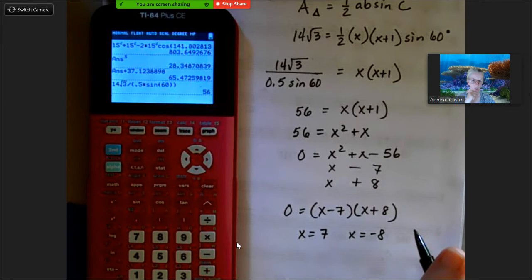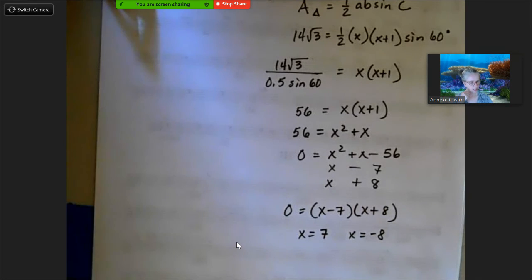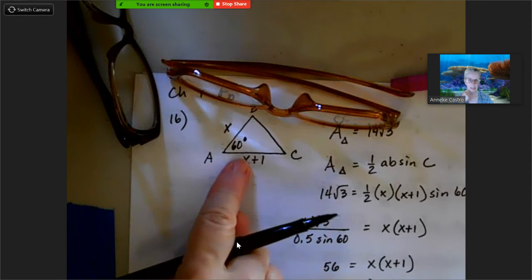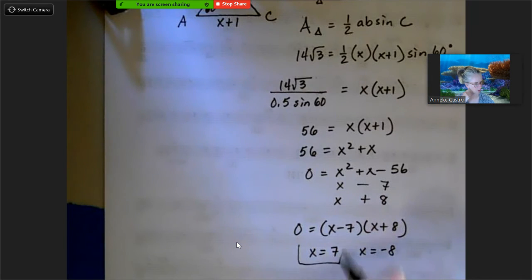Okay, looking at our triangle, only one of these answers makes sense. Since this is the side of a triangle, it's got to be the positive one. So we're going to go with the answer x equals 7. We're going to throw out the negative one. That one doesn't make any sense.